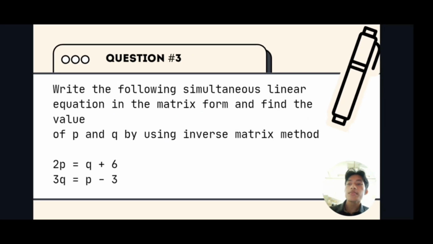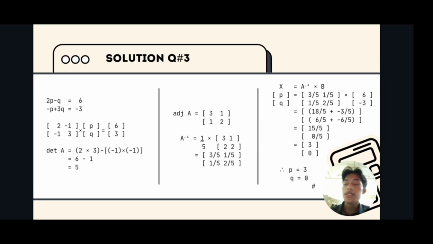Question 3. Write the following simultaneous linear equations in matrix form and find the value of P and Q by using the inverse matrix method. 2P equals Q plus 6. 3Q equals P minus 3. Solution: 2P minus Q equals 6 and negative P plus 3Q equals negative 3.